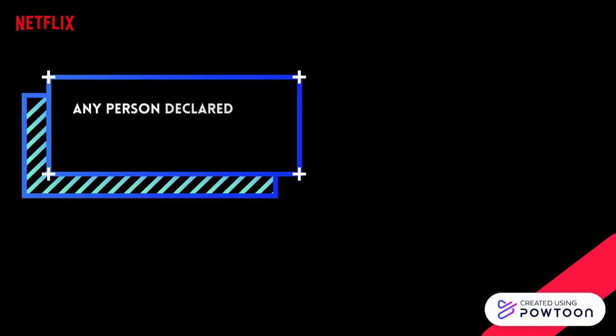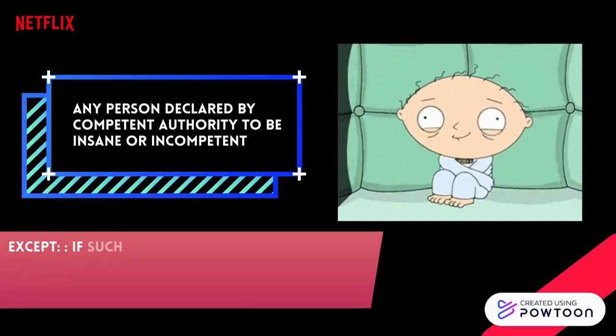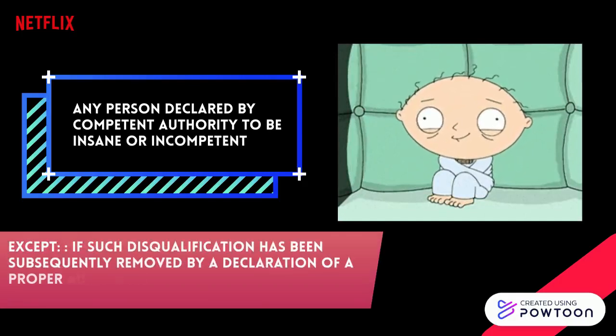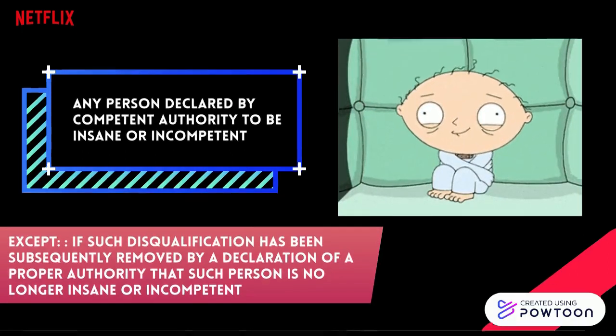Third ground for deactivation. Any person declared by competent authority to be insane or incompetent, except if such disqualification has been subsequently removed by a declaration of a proper authority that such person is no longer insane or incompetent.